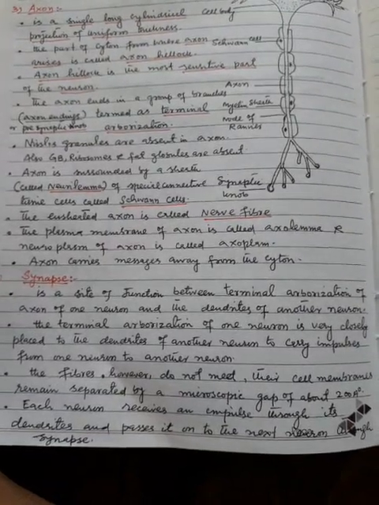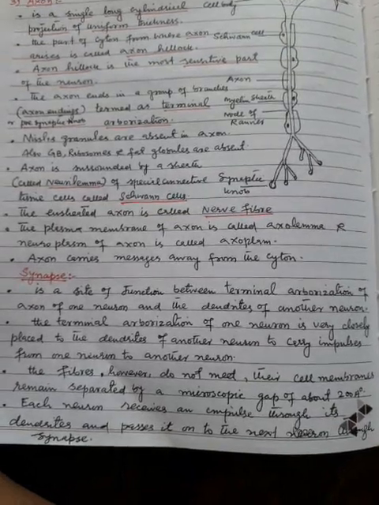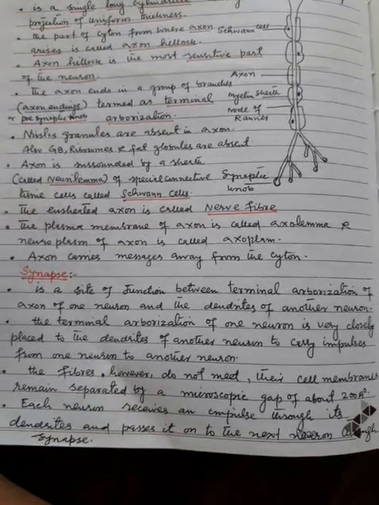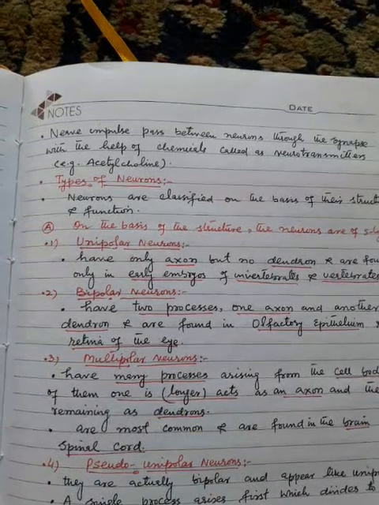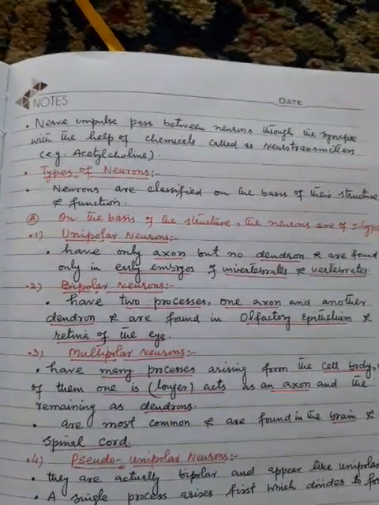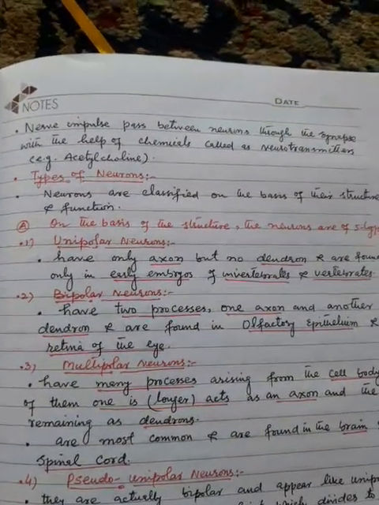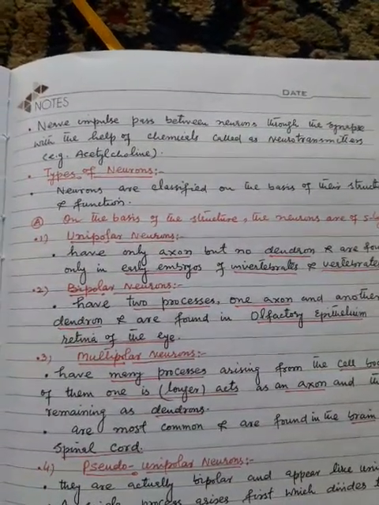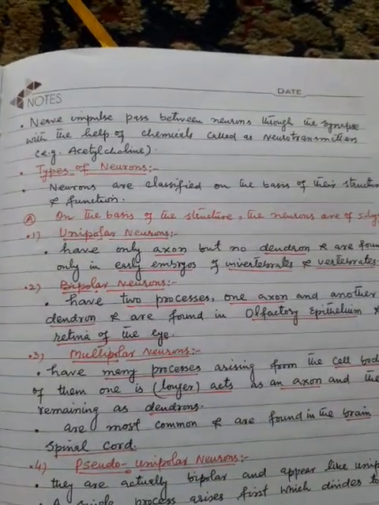Each neuron receives an impulse through its dendrites and passes it on to the next neuron through the synapse. Nerve impulses pass between neurons through the synapse with the help of chemicals called neurotransmitters. For example, acetylcholine. Now the types of neurons.